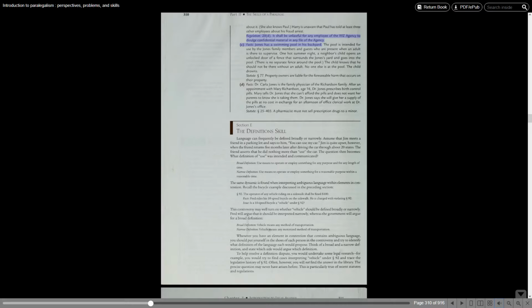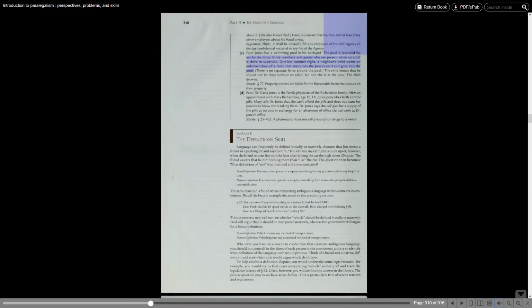Jones has a swimming pool in his backyard. The pool is intended for use by the Jones family members and guests who are present when an adult is there to supervise. One hot summer night, a neighbor's child opens an unlocked door of a fence that surrounds the Joneses' yard and goes into the pool. There is no separate fence around the pool. The child knows that he should not be there without an adult. No one else is at the pool. The child drowns. Statute 77. Property owners are liable for the foreseeable harm that occurs on their property.